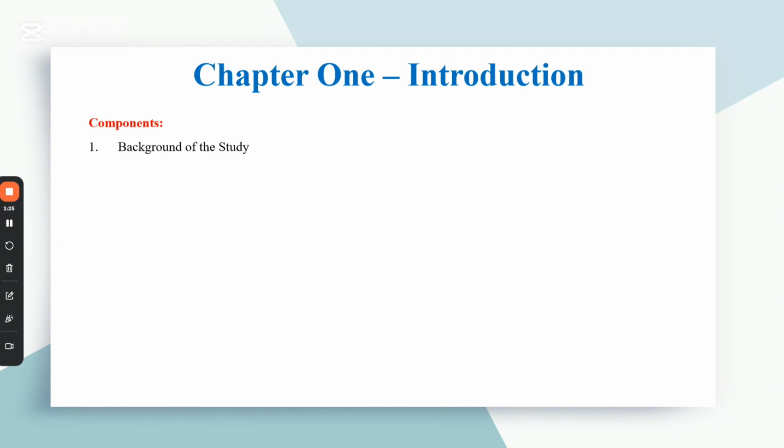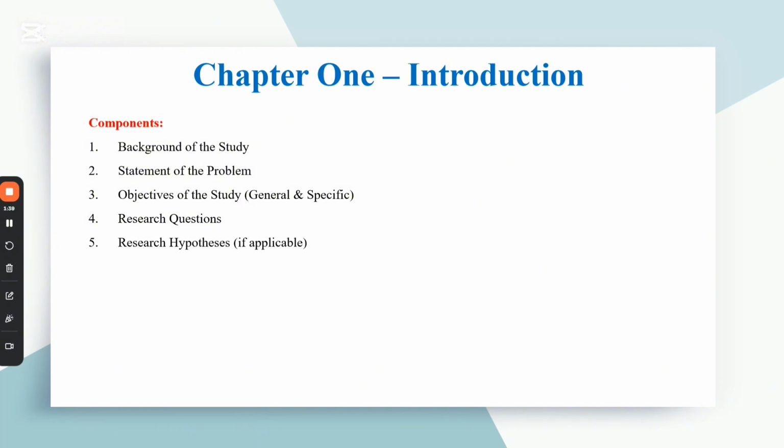Components of introduction: background of the study, statement of the problem, objectives of the study. This objective can be general objective or specific objectives, but for university projects, it's often specific objectives of the study. Research questions, research hypothesis, if applicable. In College of Education and some universities, research questions need to be there. In some others, they must not be there. So you must find out what works for your university.